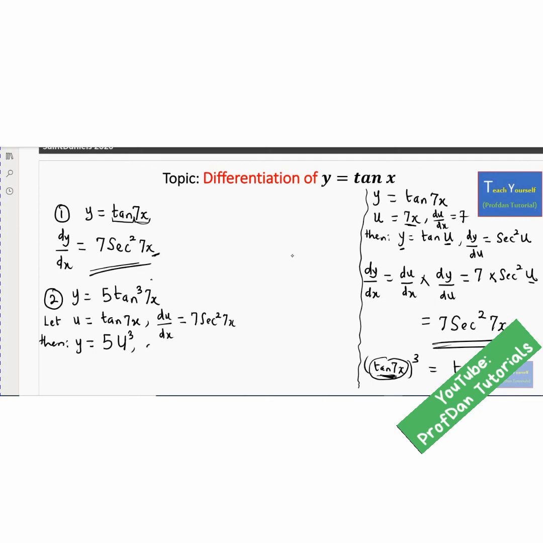And when you differentiate y with respect to u in this case, the coefficient is 5. Remember, you must drop the power 3. We write the variable u, subtracting 1 from the power, which leaves you with 2. And this is 5 times 3, 15u squared. And what is the next thing? The same thing we've done before.